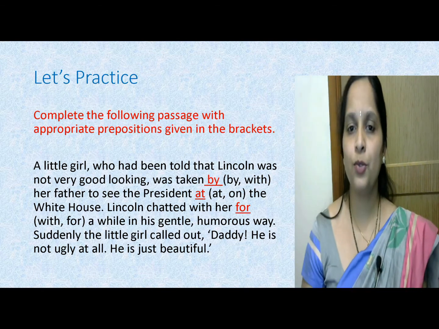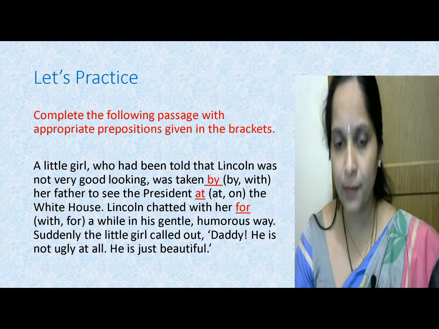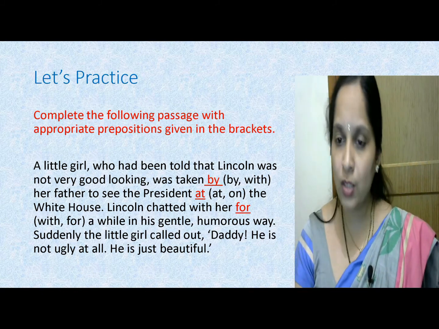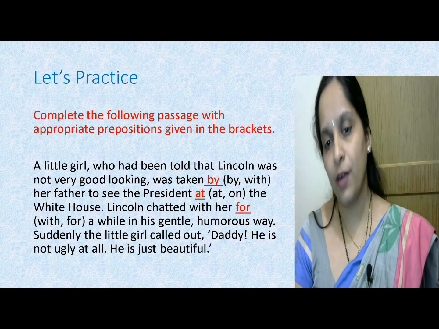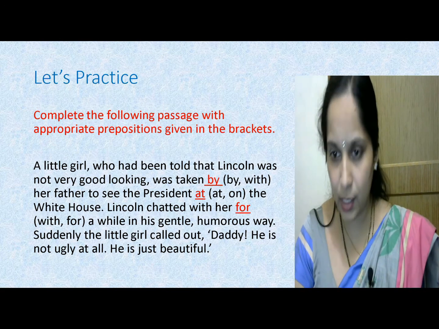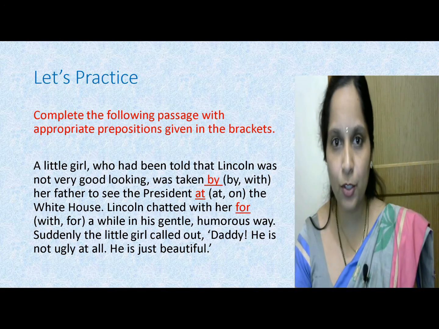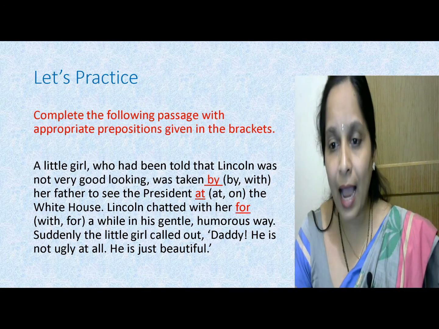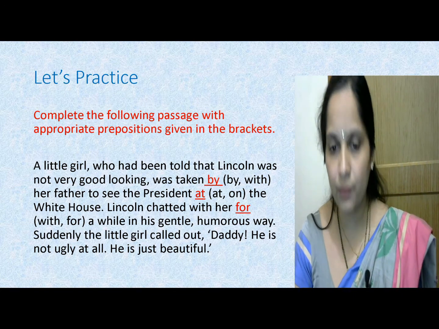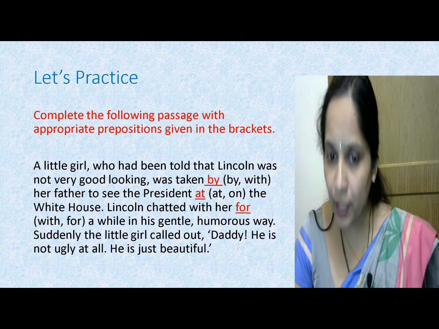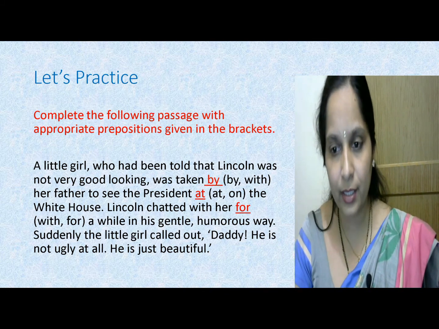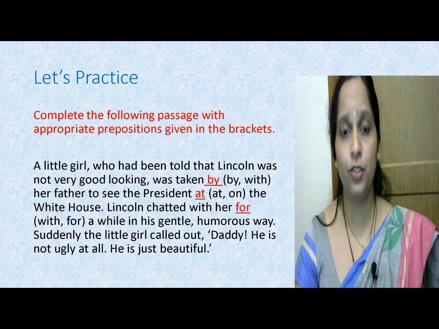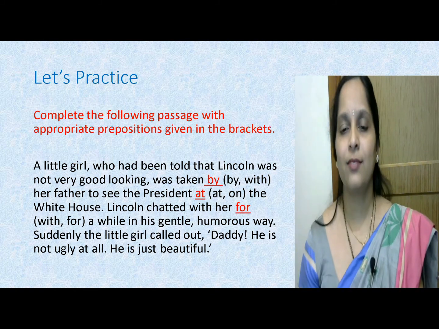Complete the following passage with appropriate prepositions given in the brackets. A little girl who had been told that Lincoln was not very good looking was taken dash her father to see the president. The choices given are by and with. Which is the correct preposition here? By. Was taken by her father to see the president. Where? At or on. So at the White House. Lincoln chatted with her for a while or with a while? For a while, in his gentle, humorous way. Suddenly, the little girl called out, Daddy, he's not at all ugly. He's just very beautiful. Got it, guys?